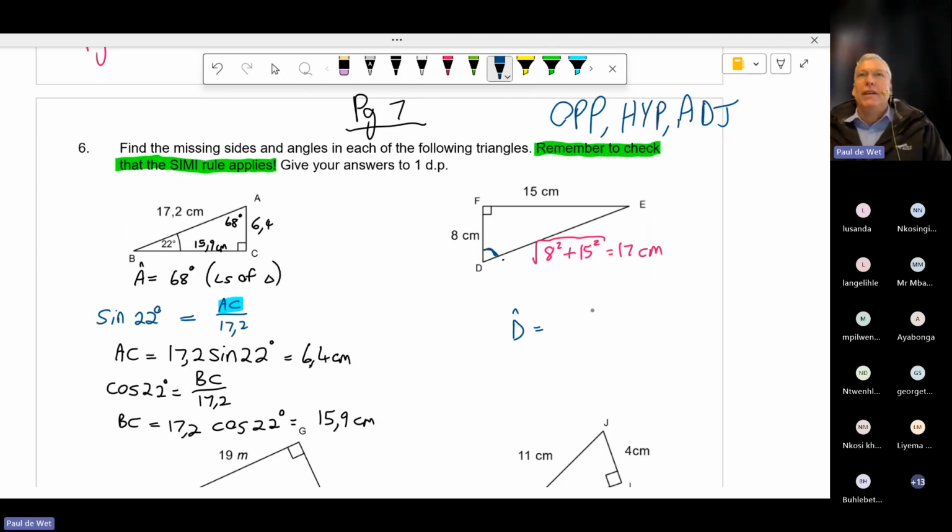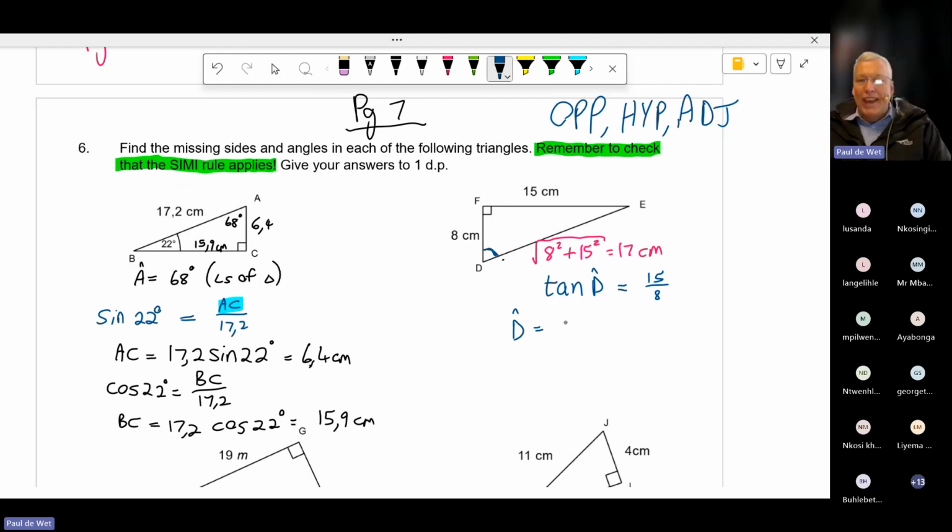Okay, who can tell me what it is going to be? Tan of D. Well done. Guys, do you see that we could have used sine of D? Sine of D would be 15 over 17, opposite over hypotenuse. We could also have used cos of D. Guys, what would cos of D be? It would be 8 over 15.